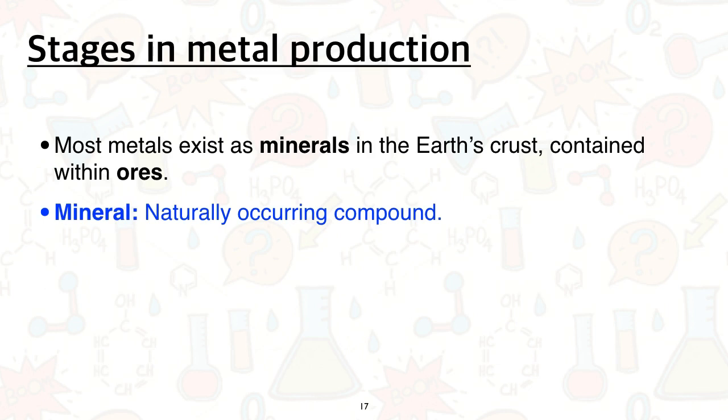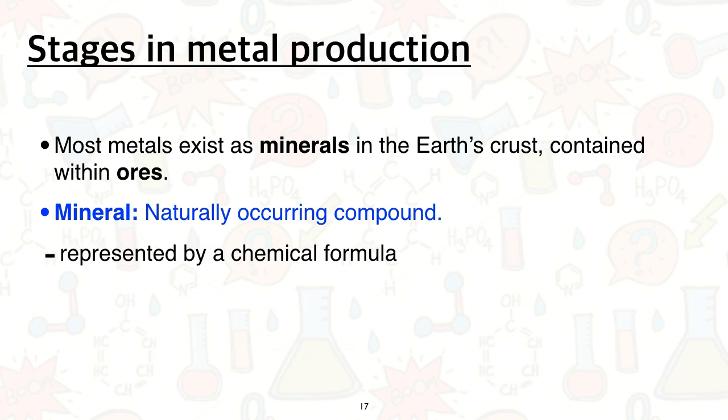So in terms of metal production, we know that many metals will exist combined. We say they exist as minerals in the Earth's crust, and they're contained within ores. So minerals would be naturally occurring compounds. Many examples would consist of silicates and aluminosilicates. So we know that they're ionic compounds that consist of a metal component and an anionic component, which will be your silica or aluminosilicate. So the key thing is that it has a definite chemical composition. That means we can represent it with a formula.